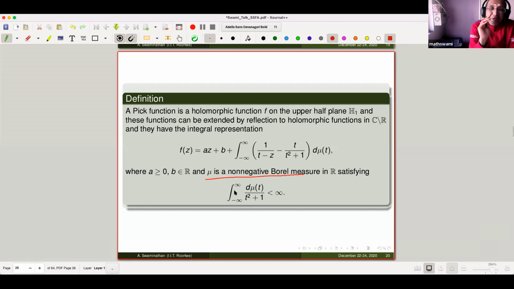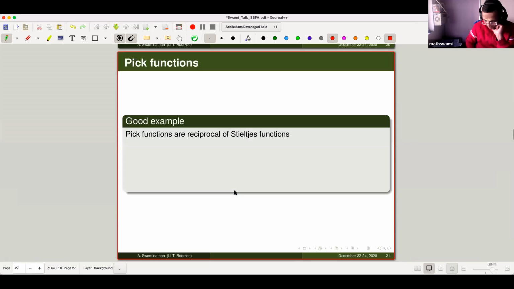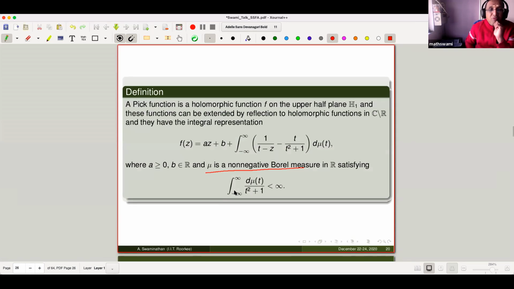So this is precisely the definition of Pick functions given in the classical book of Donoghue about Pick functions. Of course, as I said, Pick functions have a lot of applications, so people are interested in speaking about these Pick functions. But anyway, if I give you a function and ask whether it is in the class of Pick functions, it is difficult to find. In fact, it is too difficult to have such an integral representation.